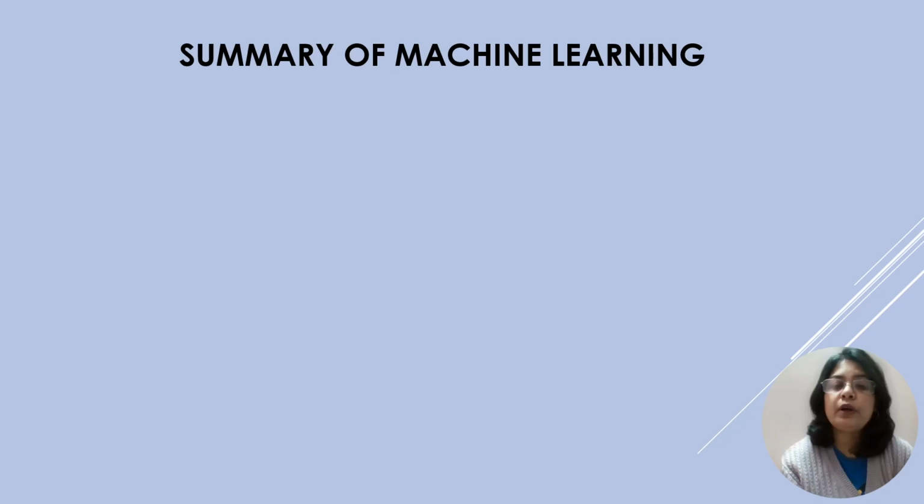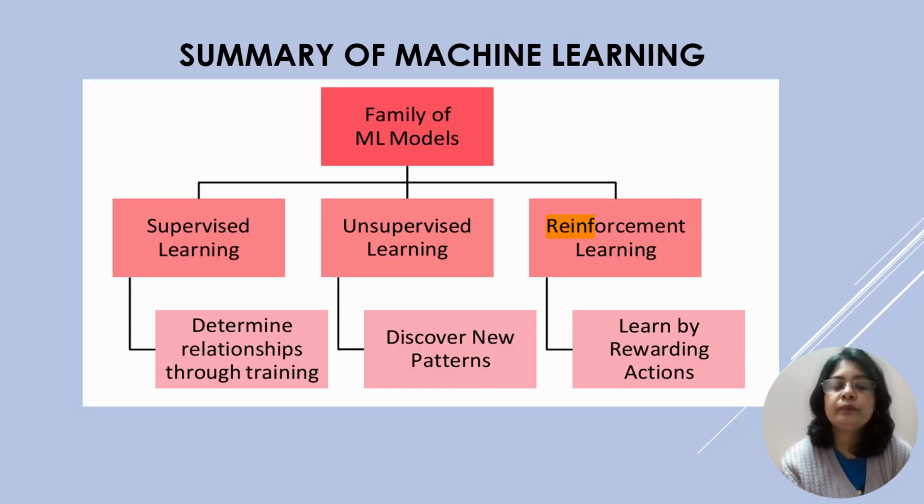A quick summary of machine learning: supervised, unsupervised, reinforcement. Supervised is determining relationships through training. Unsupervised is discovering new patterns. Reinforcement is rewarding actions, learn by rewarding actions.